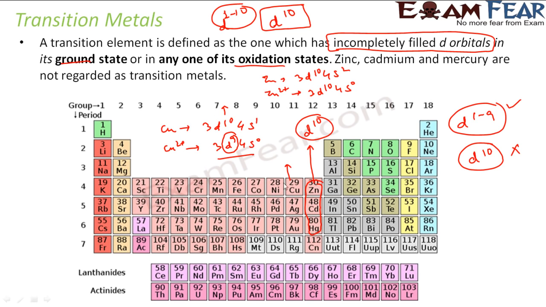And with this definition, all these d block elements except zinc, cadmium and mercury are regarded as transition metals, because in only these three metals or elements, the electronic configuration is always such a way that the d orbitals are always filled, even in the ground state or in their common oxidation state. Okay.